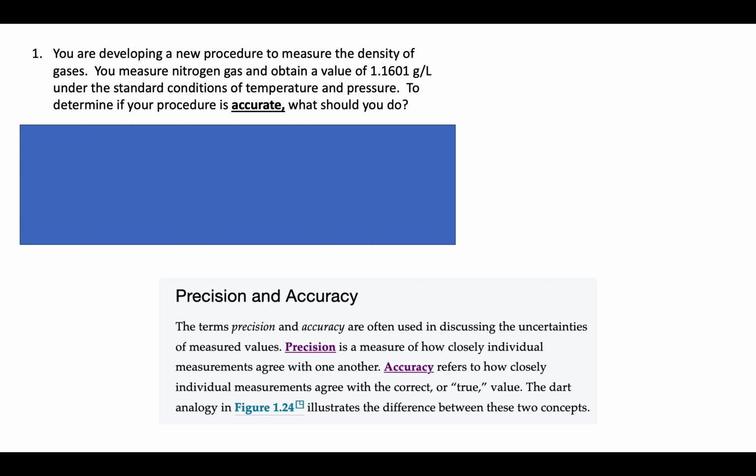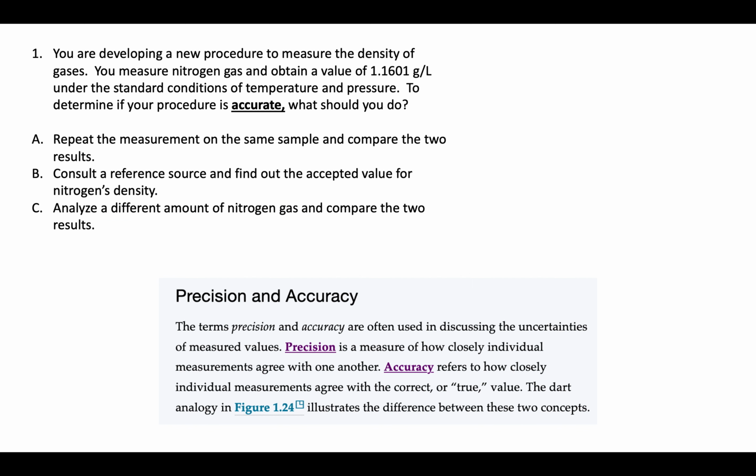First thought, I'd pause without reading any of the choices and consider: what is accuracy? What does it mean to say a procedure would lead to accurate or inaccurate results? Accuracy is different than precision. Accuracy, as the book states, refers to how closely individual measurements agree with the correct or true value. So in order to determine the accuracy, we need to get a sense of what the value was supposed to be. So what would we do?